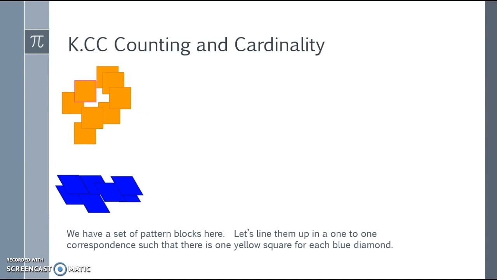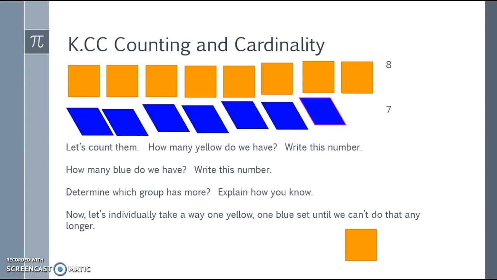So let's also say I have a set of pattern blocks here, and let's line them up in a one-to-one correspondence such that there is one yellow square for each blue diamond. So I did that for us here. And let's count them. So I have 1, 2, 3, 4, 5, 6, 7, 8 yellows. So I wrote 8 next to it. And I have 1, 2, 3, 4, 5, 6, 7 blues, which I wrote next to it as well.